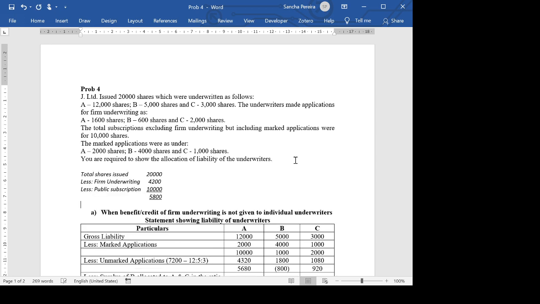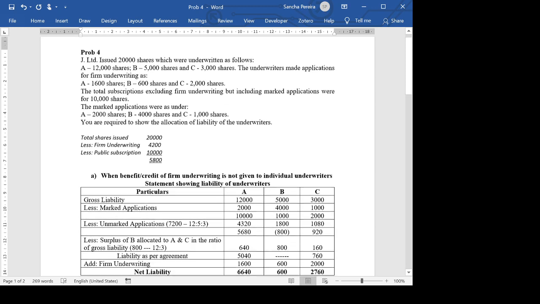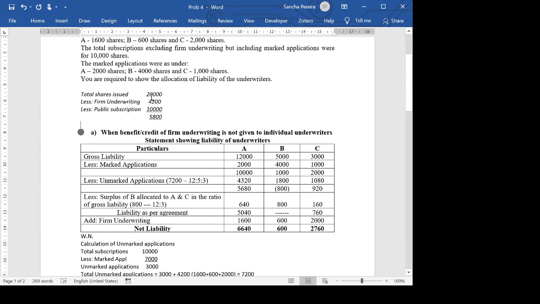The total shares that were issued, this is just a simple calculation. The total shares that were issued are 20,000. Out of that, underwriters decided in advance to take up 4,200 and the public subscribed to 10,000. So minusing all that, 5,800 were not taken up by anybody. So we need to find out how this 5,800 will be divided among the underwriters.